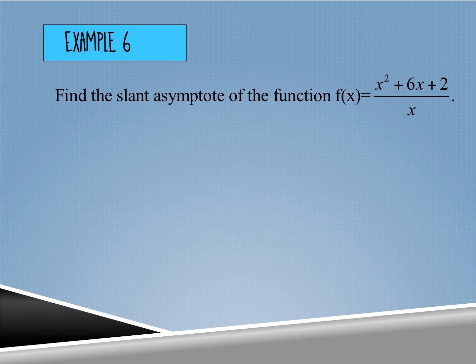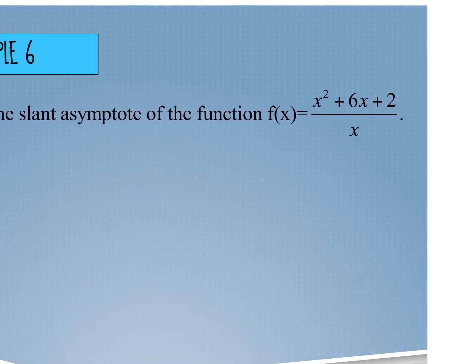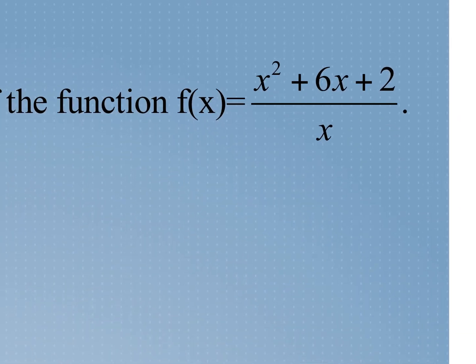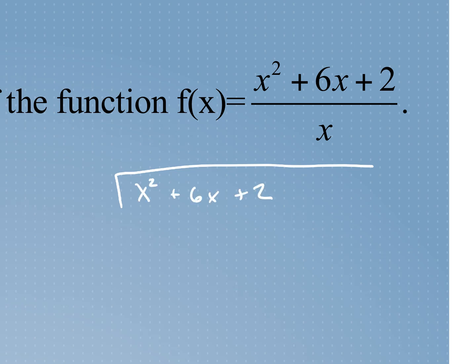So looking at example 6. Because our degree on top is 1 degree bigger than the degree in the bottom, we could have a slant asymptote, so we need to divide. It's always what's on top that goes inside the box. So this would be x squared plus 6x plus 2 divided by x. You're doing long division? Long division.